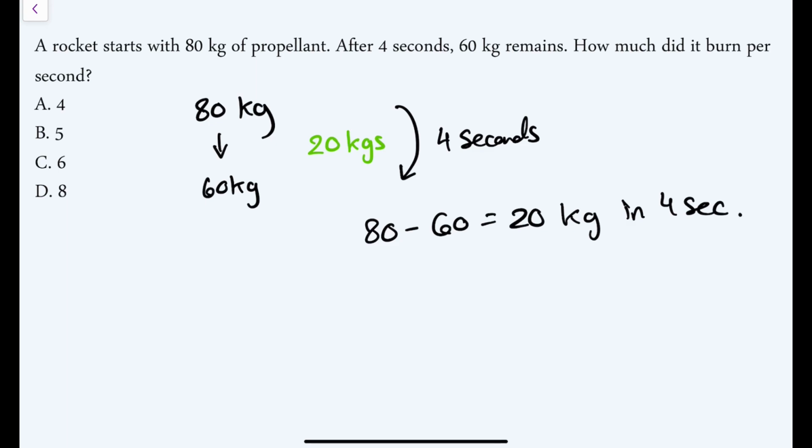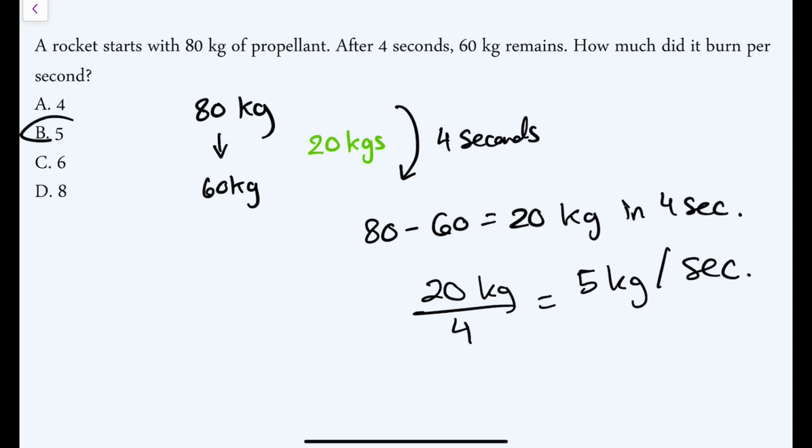So now we want to know per second. Well, that's 20 kilograms divided by the 4 seconds, we end up with 5 kilograms per second. That's how much it burned per second.